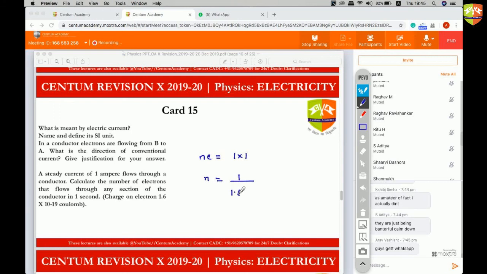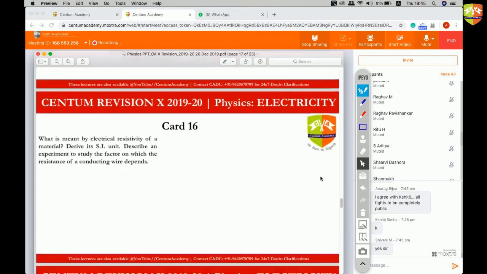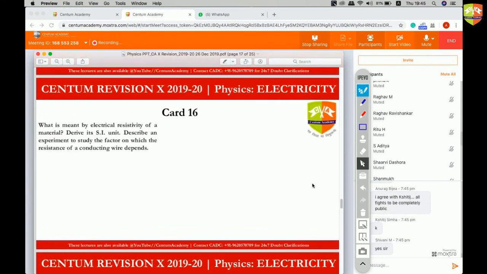Now, the last part: a steady current of 1 ampere flows through a conductor. Calculate the number of electrons that flow through any section of the conductor in 1 second. So, N into E is equal to I into T. So, N is equal to 1 upon 1.6 into 10 to the power minus 19. I am not writing any unit here because it is a number. So, 100 by 16 into 10 to the power positive 18, 19 or 20.